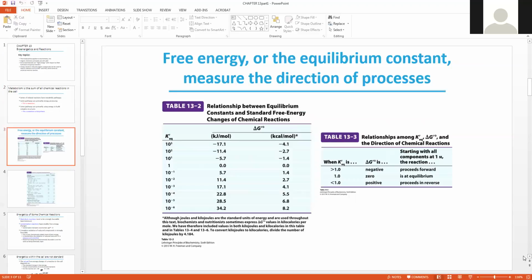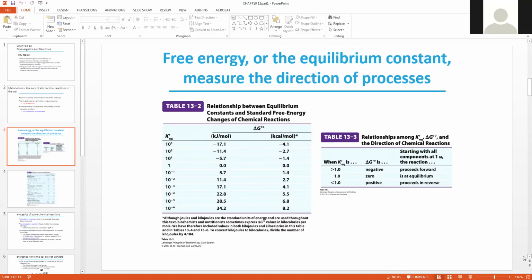So if we think of free energy, or the equilibrium constant, this is the ability to measure the equilibrium direction of processes. So does the reaction favor the forward direction, or does it favor the reverse direction? If you take a look at the K prime equilibrium constant in table 13-2, you can actually see the relationship between the standard free energy changes of the chemical reactions and the equilibrium process.